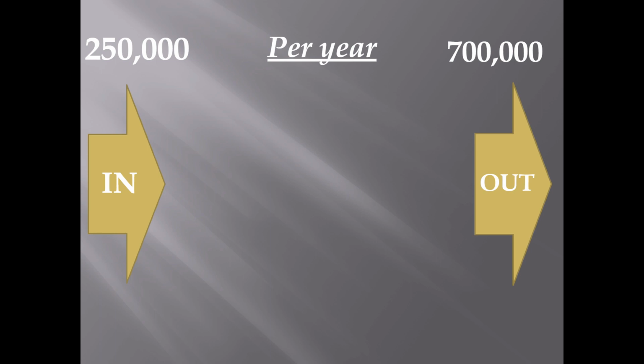Now, let's do an example here. Fictitious country, we'll call it Majewskia. We've got 250,000 migrants coming into the country every year, so 250,000 immigrants, and 700,000 emigrants leaving.